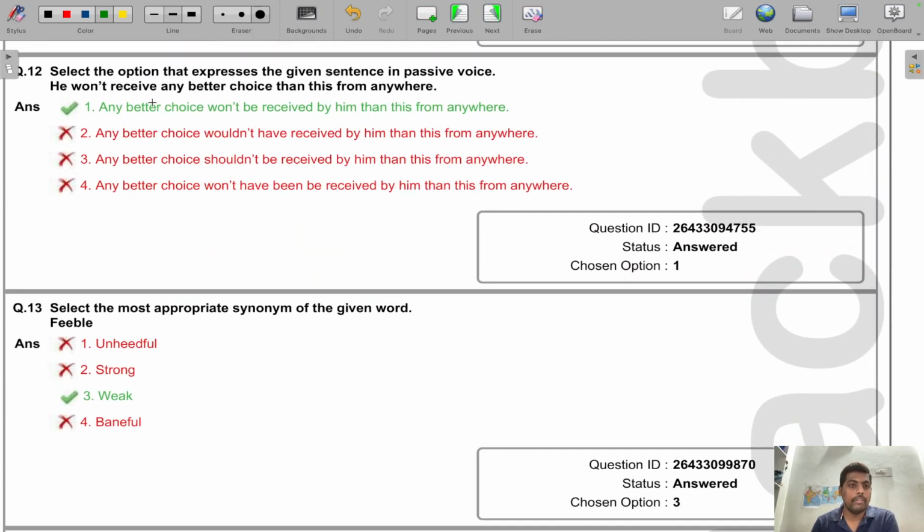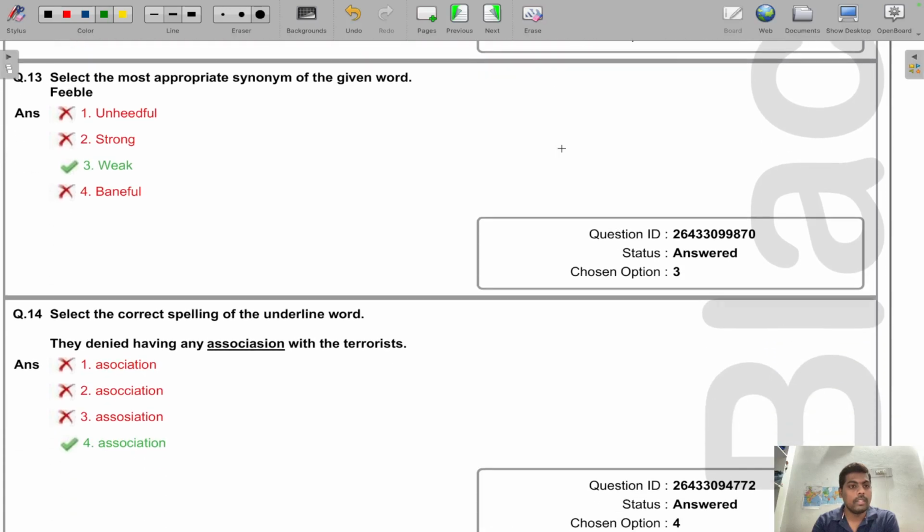They said he will not receive any better choice than this from anywhere. They are asking passive voice, guys. This is also the same as the previous one only, so it should be in the form of: any better choice will not be received. So any better choice is the object, and will not be should be there in the option. So it is there here, it is not there here, it is not there here, and here also it is not there. So this is the only option. You can go through the options. Let us go to the next question.